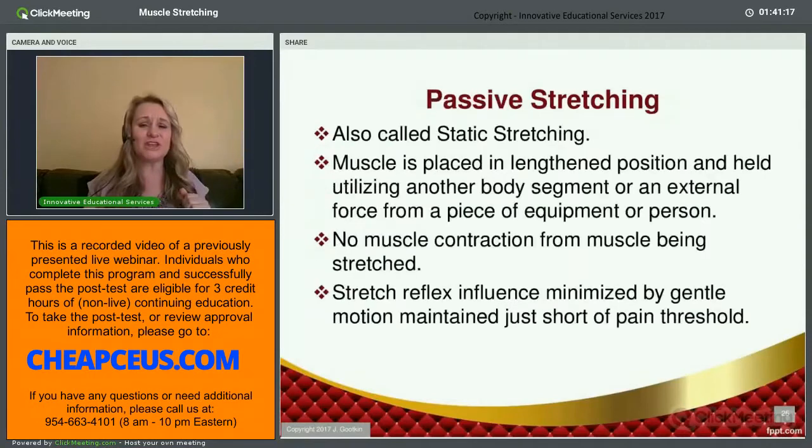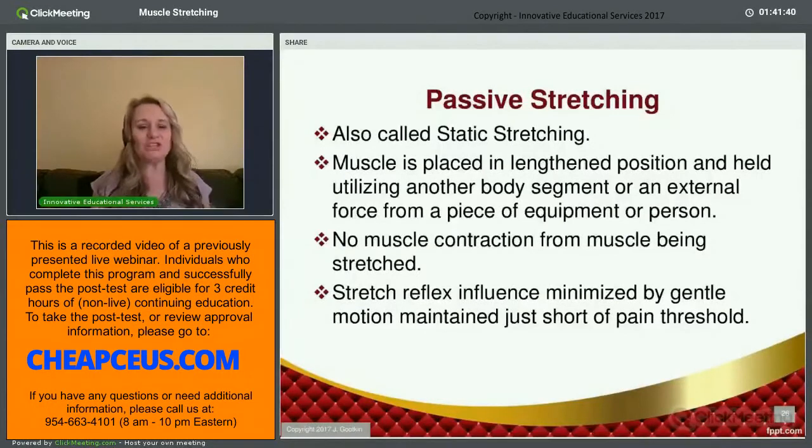Our first type of stretching is passive stretching. This is our most common static stretching that we think of, where as a clinician, we're going to go in with our hands on the patient, move them to the end of the range of motion, and hold for our stretch. It could be performed by the patient or the therapist. Patient's completely relaxed.